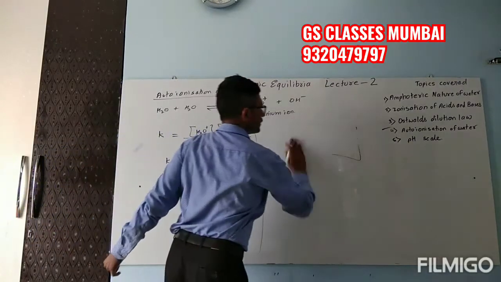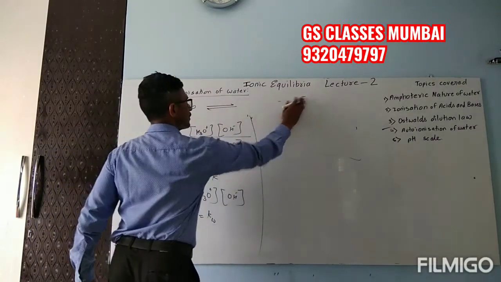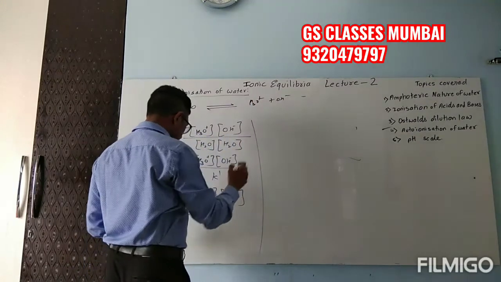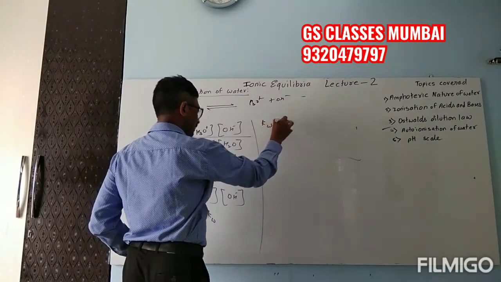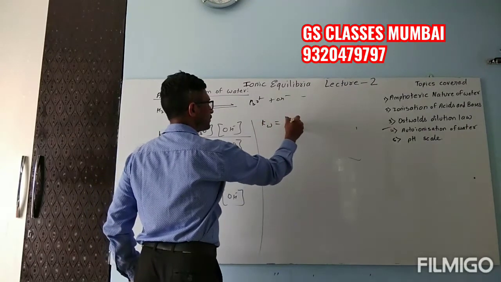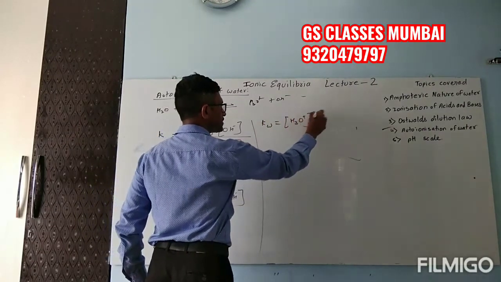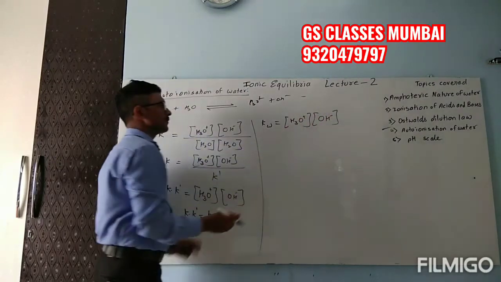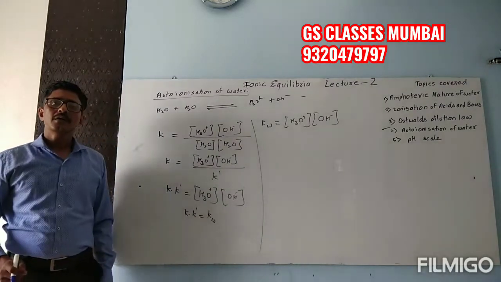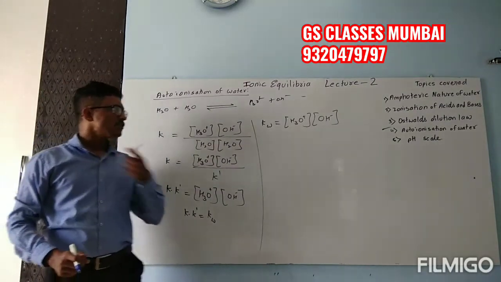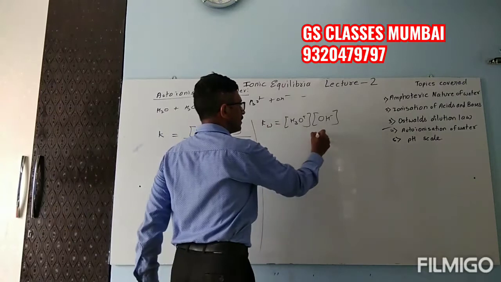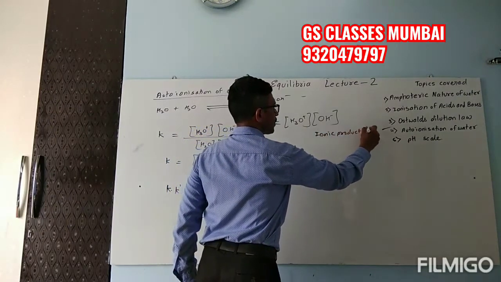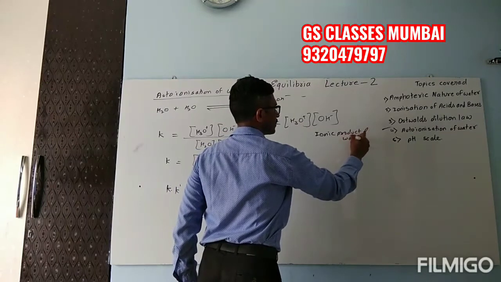Now here I am getting Kw equals to H3O plus into hydroxide ion minus. Children, this is known as the ionic product of water.